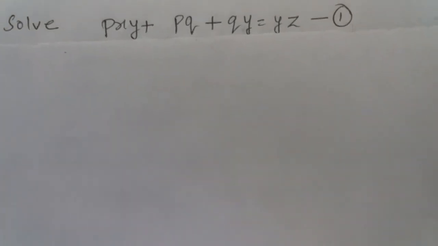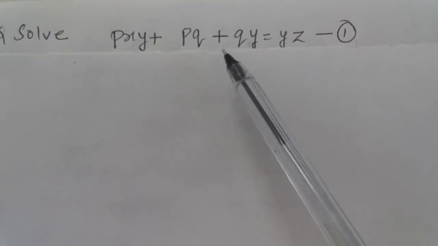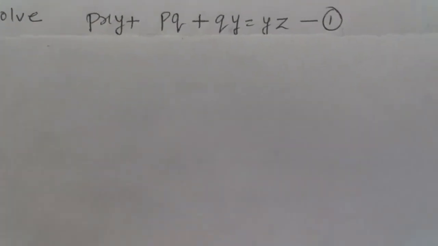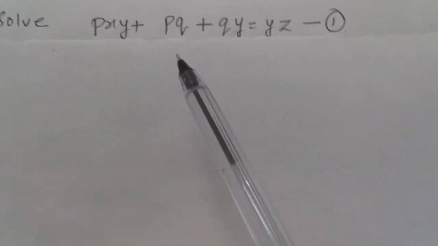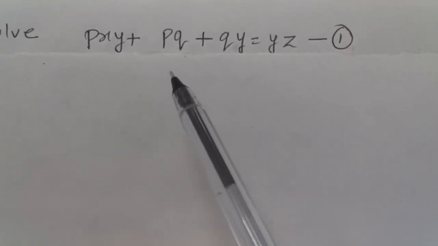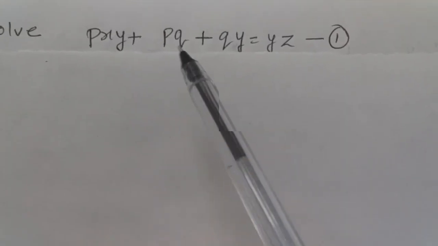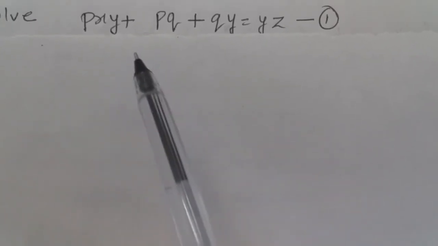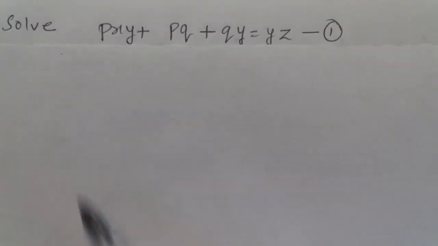Our next question is: solve pxy plus pq plus qy equal to yz. This equation is a non-linear partial differential equation of first order, non-linear because of the product term of p and q. Since this equation is not in a standard form, we apply the Charpit method to obtain its complete integral.